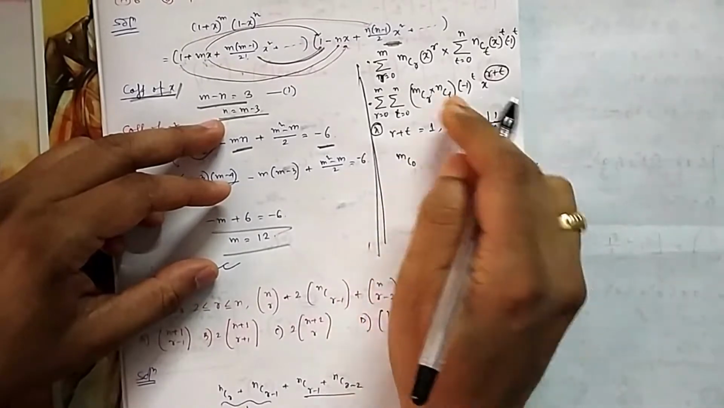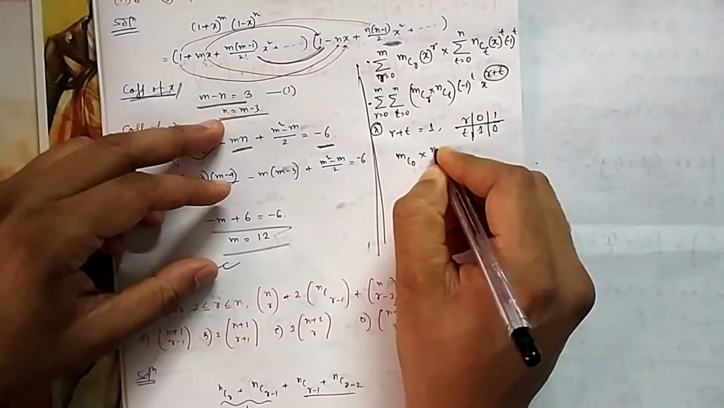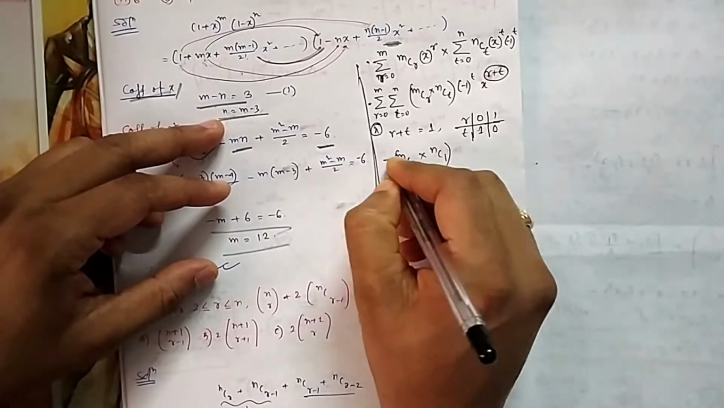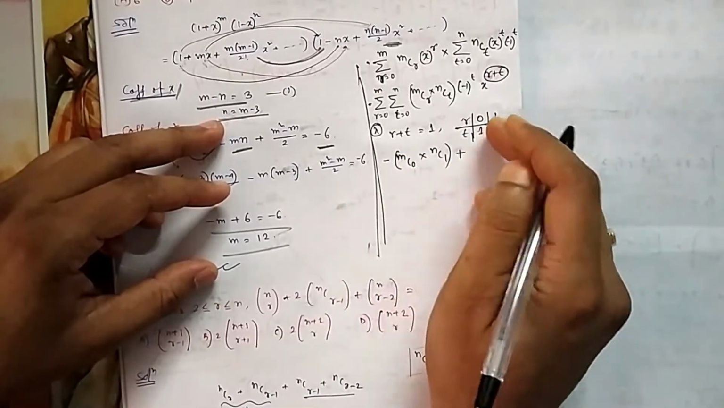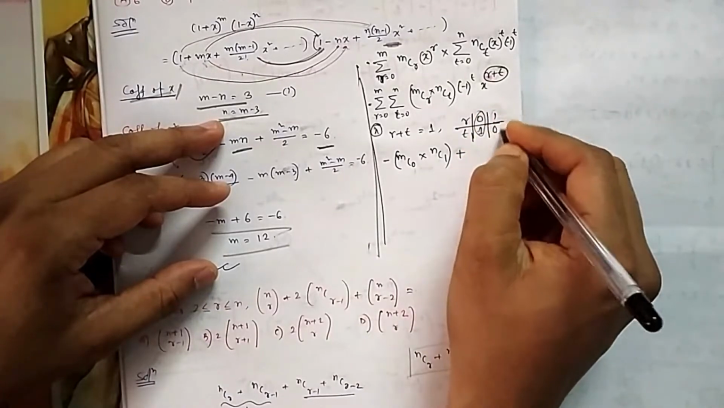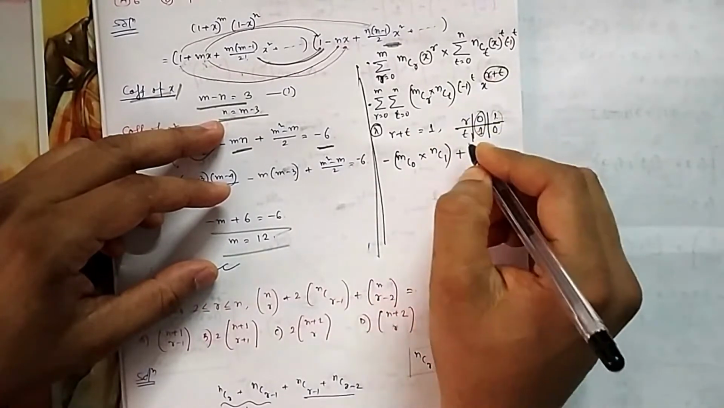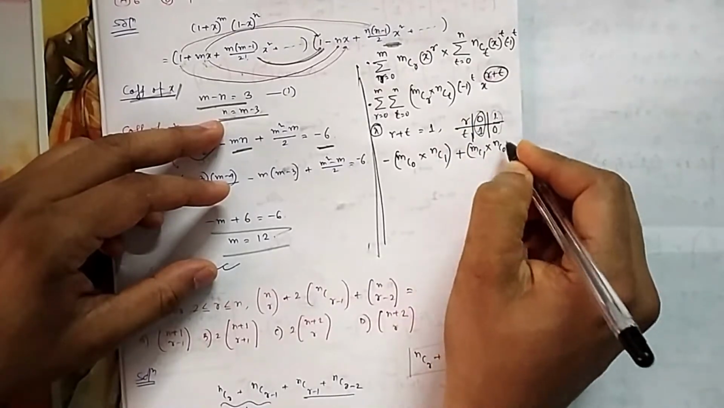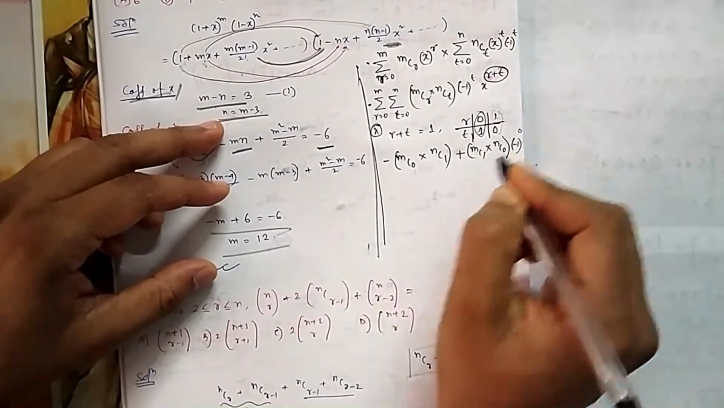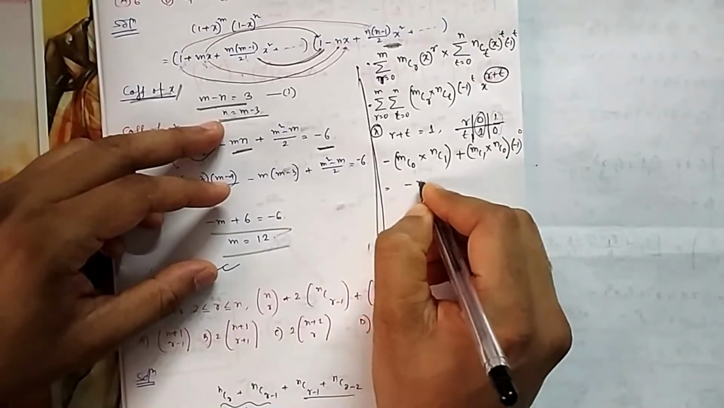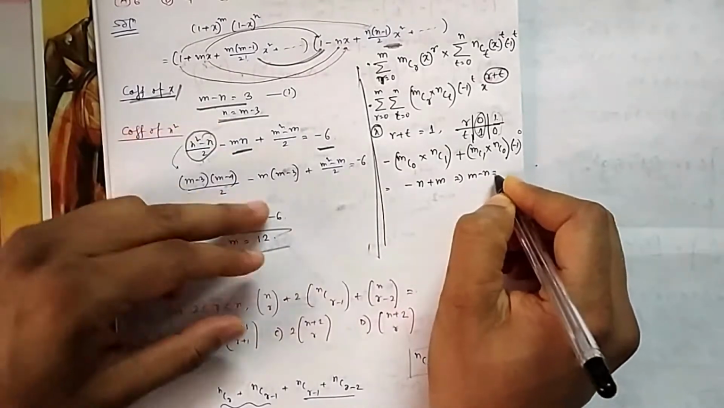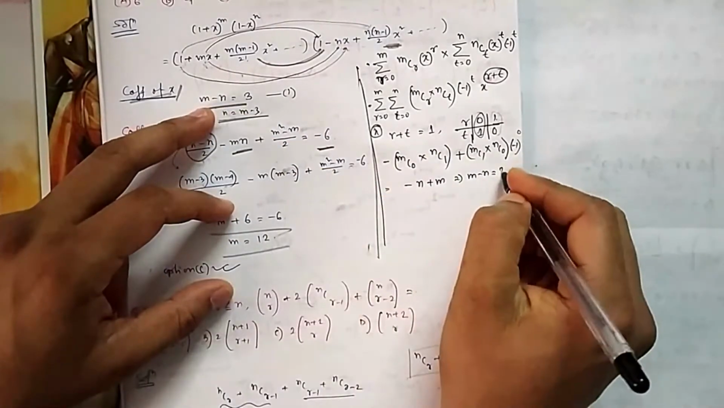So for r0 t1, one coefficient will be mc0 into nc1, and then minus 1 to the power 1, so it will be a minus. Plus another, this is one possibility, and another possibility is r equal to 1, this is mc1, and then nc0, and then minus 1 to the power 0. So if you do it, it is simply minus n plus m, which is nothing but m minus n. So you can find this one, m minus n, this is given 3.